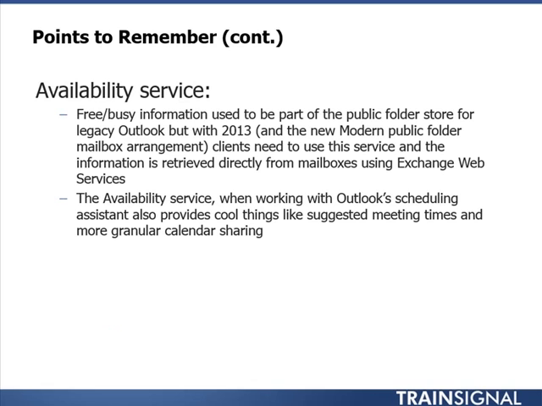The availability service is interesting to look at for a moment. Basically, the availability service provides free busy information, and that used to be part of the public folder store for legacy Outlook. But with Exchange 2013 and this new modern public folder mailbox arrangement, clients need to use the availability service, and the information is retrieved directly from mailboxes using Exchange Web Services. The availability service, when working together with Outlook's scheduling assistant, also provides some cool features like suggested meeting times and more granular calendar sharing. So there's a benefit to using Outlook when working with the availability service.